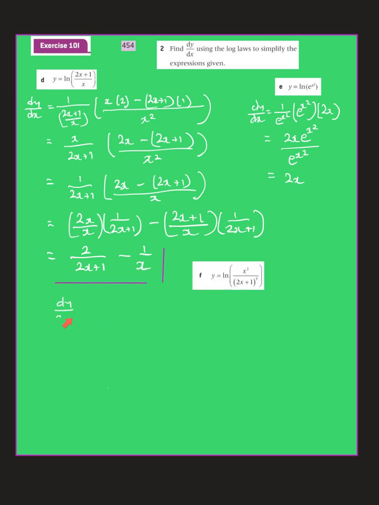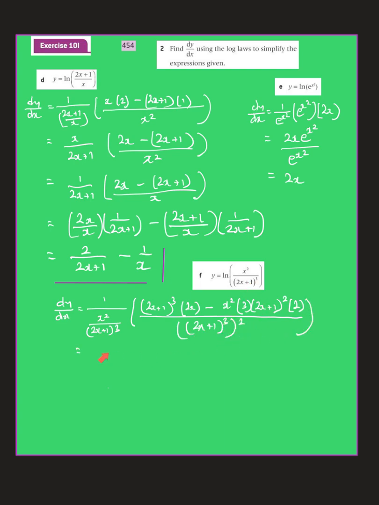Let's have a look at f. Okay, so the derivative of this function here is 1 over all of that, x squared over 2x plus 1 cubed. And then the derivative of this, again, we're going to use the quotient rule, so it's v, 2x plus 1 cubed, times the derivative of this, which is 2x, minus this one u, which is x squared, times the derivative of this, which is 3, times 2x plus 1 squared, times 2, which is that part there, divided by 2x plus 1 cubed all squared using the quotient rule. We flip this upside down. We've got 2x plus 1 cubed over x squared.